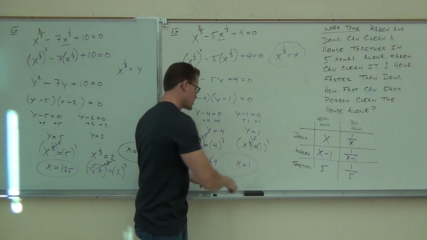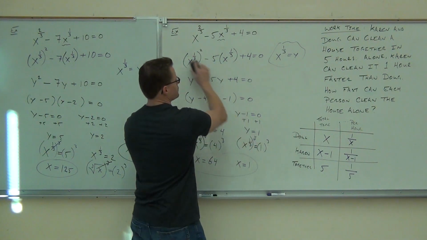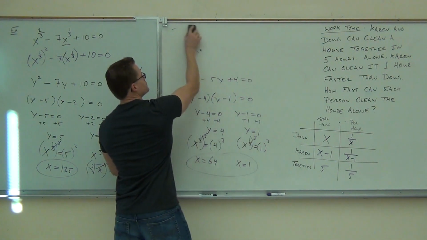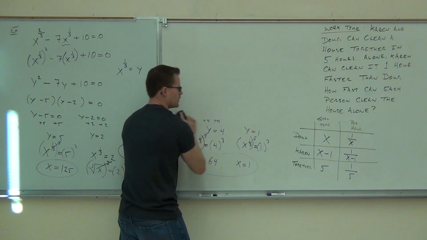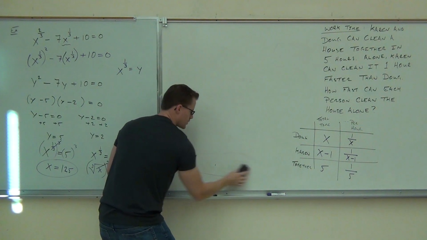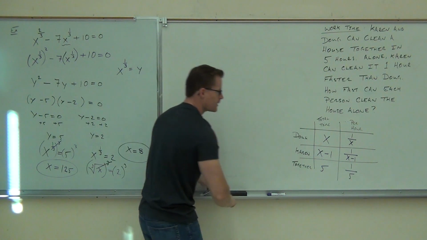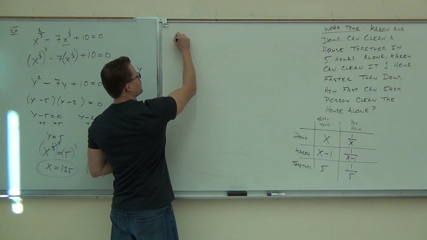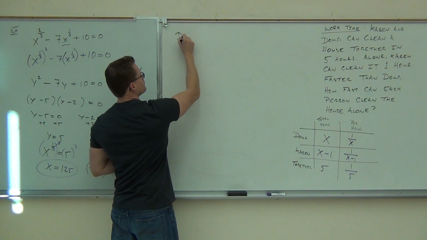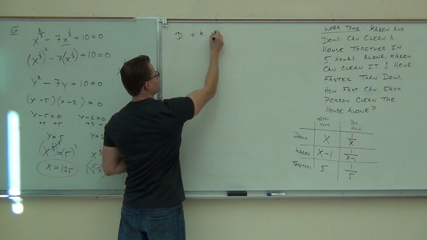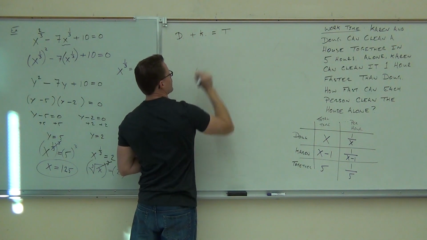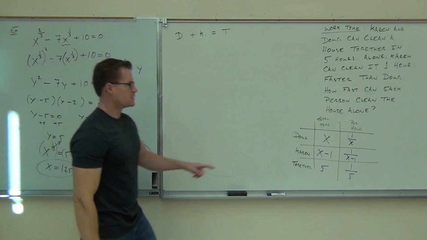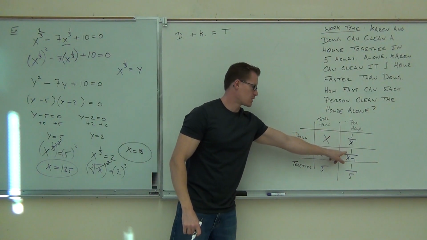Now, the same idea of chapter 7 holds for this chapter as well. Remember, all we're doing really is using old stuff, in combination with these quadratic methods, to conquer new problems. Here's what it said. Doug per hour plus Karen per hour equals the total time together per hour. Doug per hour plus Karen per hour equals total.